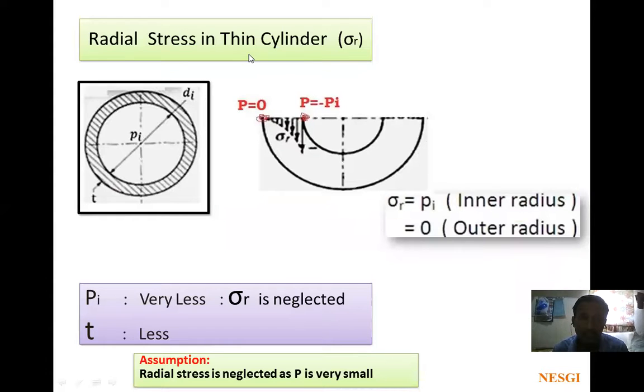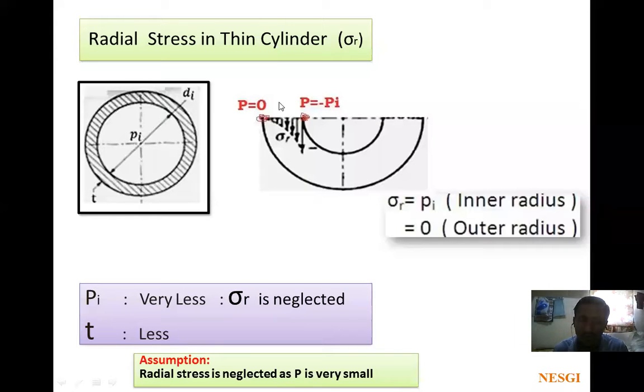So next is radial stress in thin cylinders. This radial stress is neglected in thin cylinders, but we need to understand its meaning and how it is induced. This is pi, the inside pressure, and di is the inner diameter. Whenever there is some liquid or fluid in this cylinder, stress is induced because of that. Here the cylinder is considered as subjected to the inside pressure.